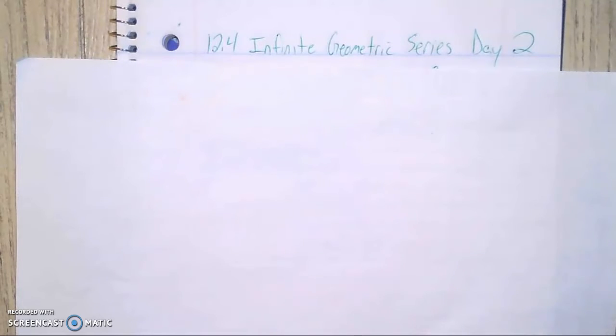All right, 12.4, Infinite Geometric Series, Day 2. So if you remember from Day 1, we did partial sums. We actually added each term together, the first term plus the second term plus the third term. We kept doing that, and we saw one example where because each new term was getting smaller and smaller, as we added them, it didn't seem to matter as much eventually, and we realized that that sum was getting closer and closer to a value.